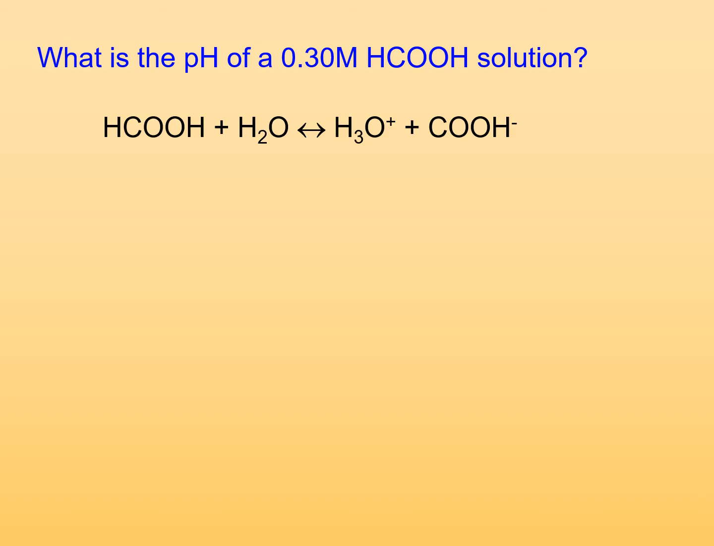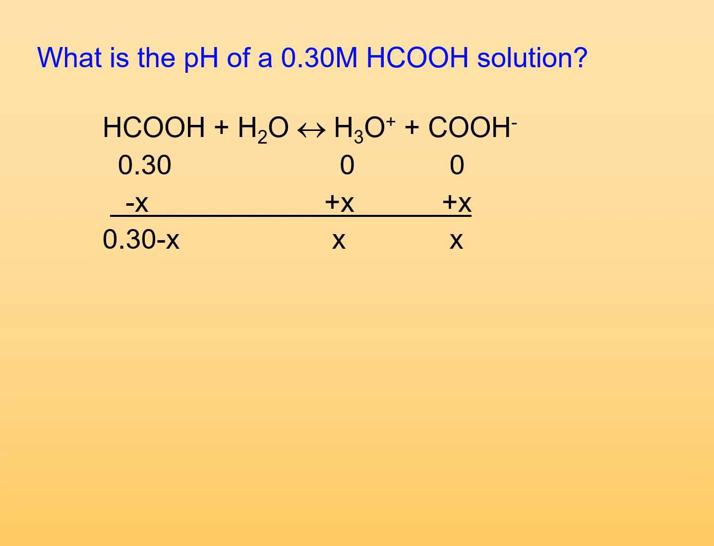Here would be the dissociation equation. We have the acid and water producing the hydronium ions and the anion. It told us that our initial molarity of the acid was 0.30 and we had none of the ions. We would decrease the amount on our reactant side and increase the amount on our product side, and that we would plug into a Ka equation.